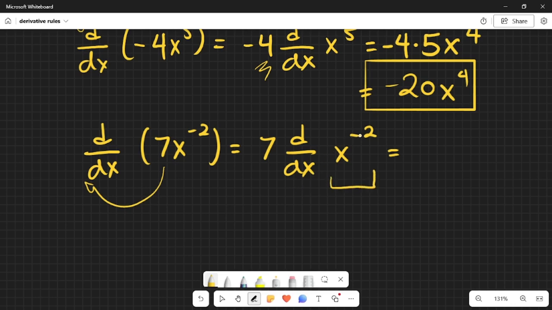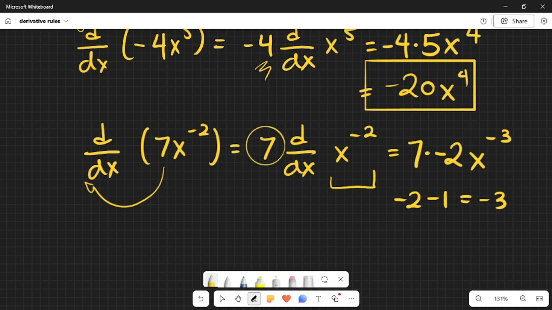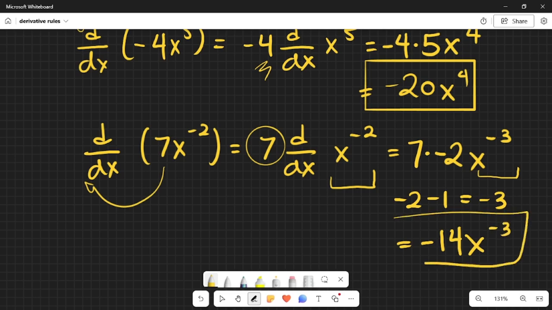So since this is a negative number, we're going to put negative 2x, and negative 2 minus 1 is negative 3. So our exponent is negative 3. Then we're going to multiply with the constant, which is 7. 7 times negative 2 is negative 14. And then we're going to get our variable and our exponent. And that's the derivative of 7x raised to the negative 2 power.